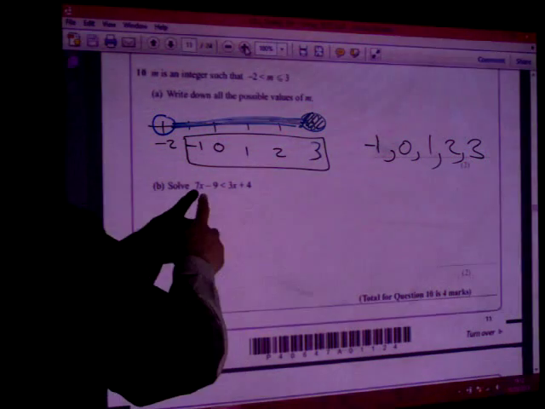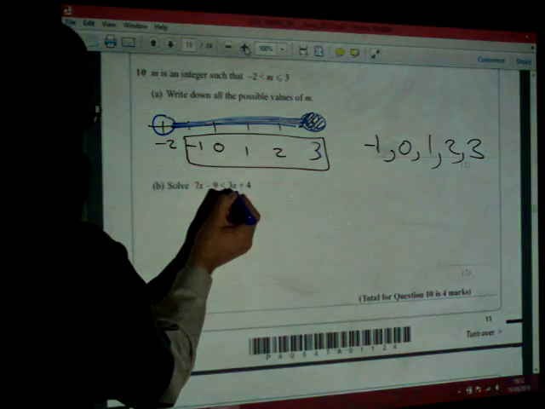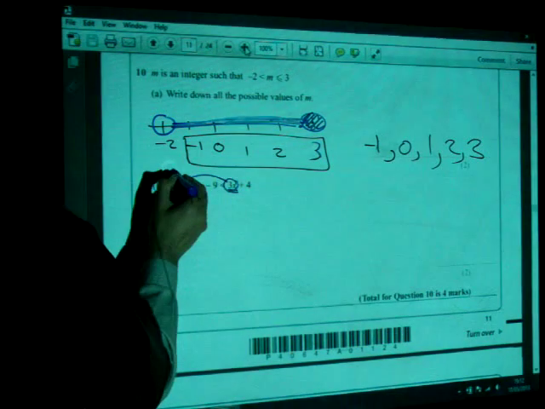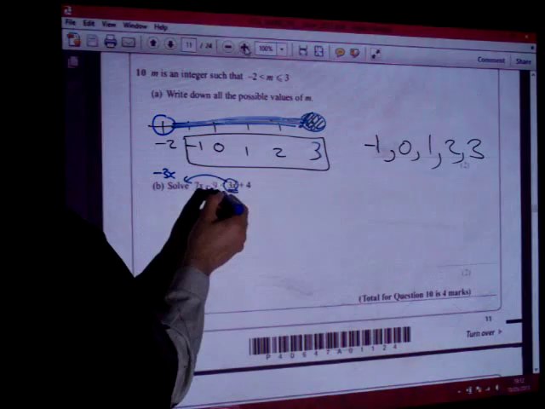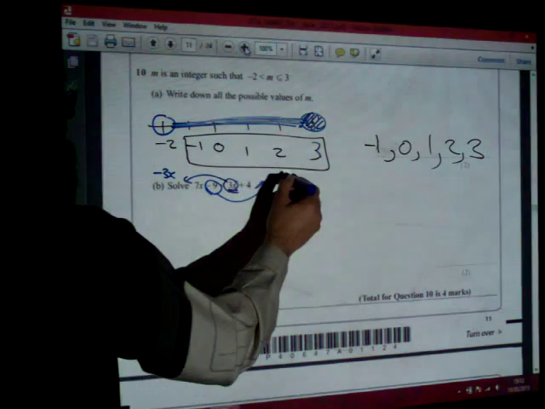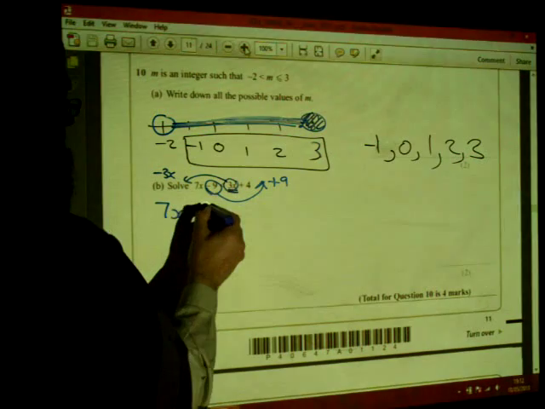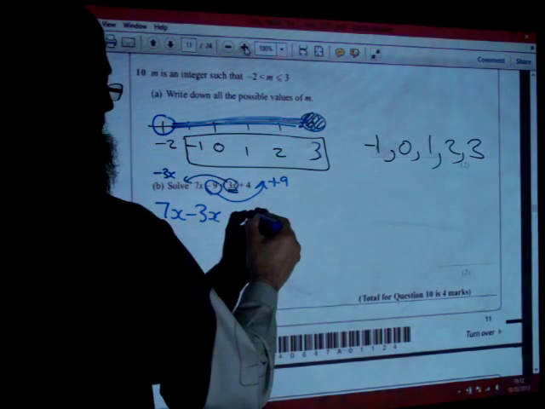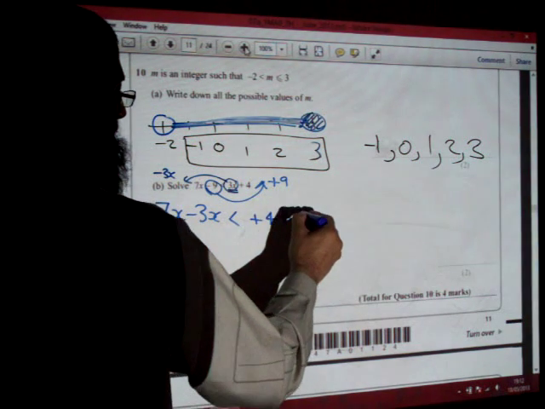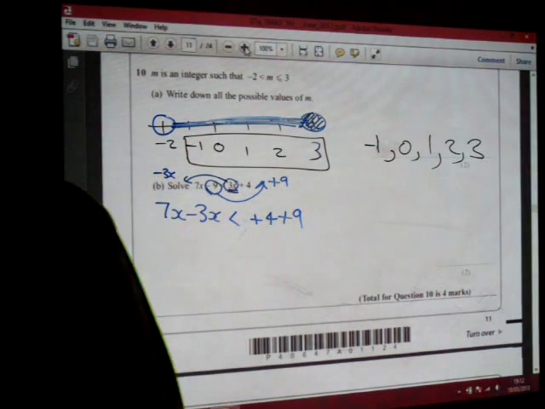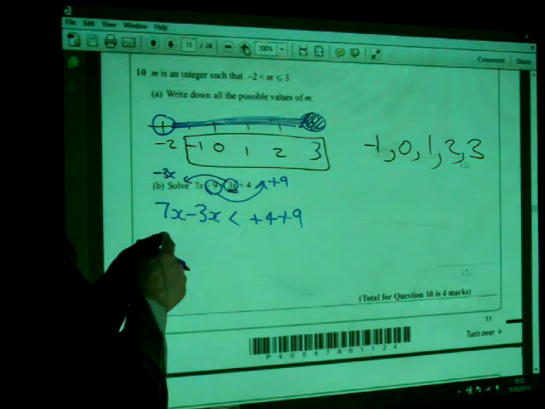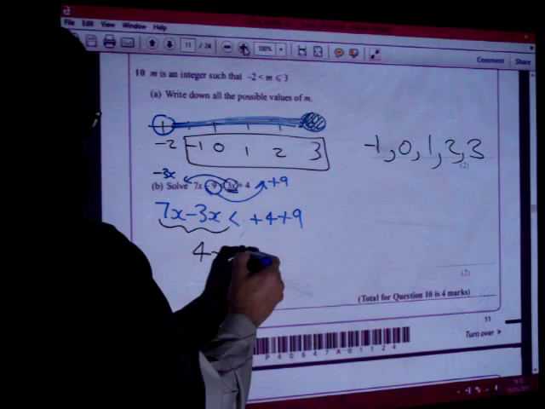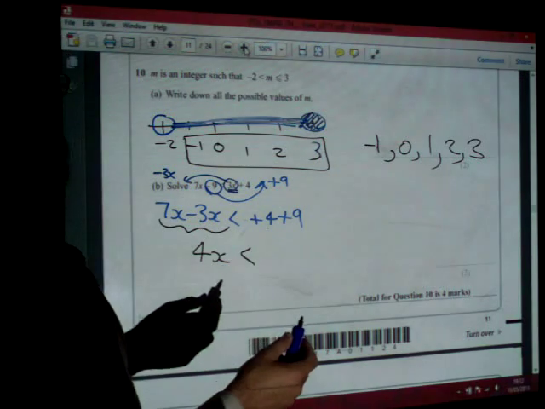Okay, so let's get the x's onto one side. What do we do with the smaller x? We grab the 3x, take it to this side, and it becomes a minus. We grab the -9, take it to the other side, and it becomes a plus. So now we have 7x minus 3x. The inequality stays exactly as it is. And on this side we have plus 4 plus 9. So 7x minus 3x gives us 4x. 4 add 9 gives us 13.